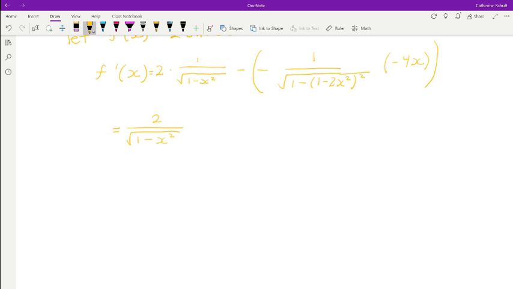Minus minus becomes plus. Oh, but then we have another negative sign. So let's see, 1, 2, 3 negative signs means the whole thing stays negative. 4x on the top. I'm going to expand this out in the radicand. So 1 minus 4x squared plus 4x to the fourth.